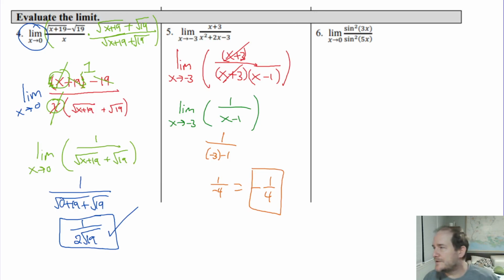So that's 2 limits down. This one I said you could go ahead and not worry about. This is more complicated than I would throw your way. So forget that one.